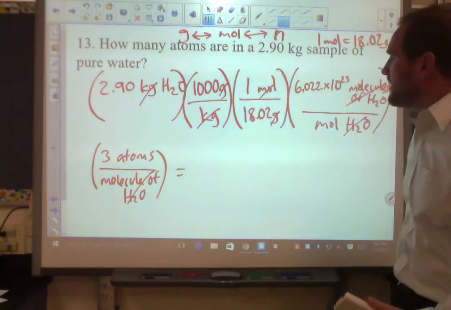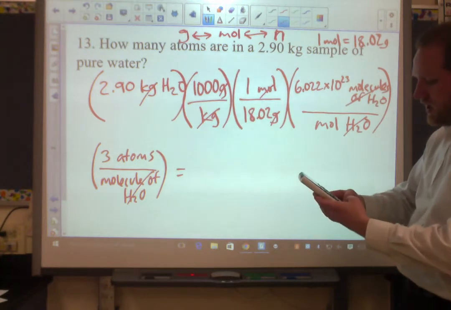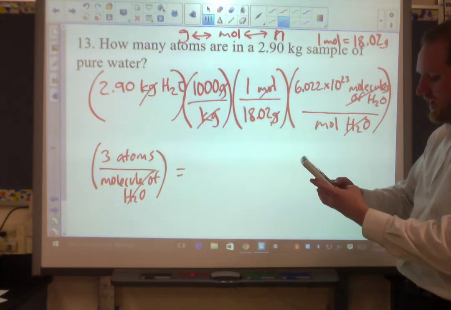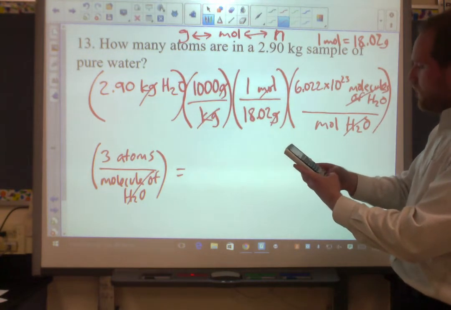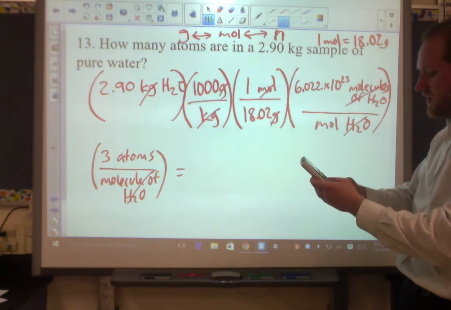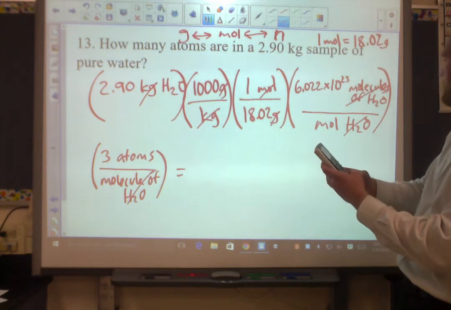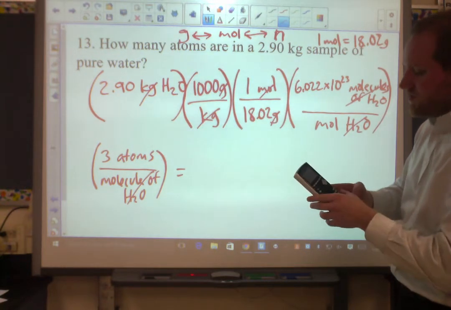Okay, so now we just got to be careful. Notice all the units cancel out beautifully. We're left with just atoms. 2.90 times 1,000 equals, divided by 18.02 equals, times 6.022 E23 equals, times 3, and that's the key at the end, times 3.